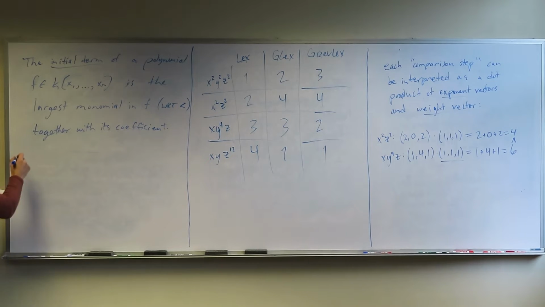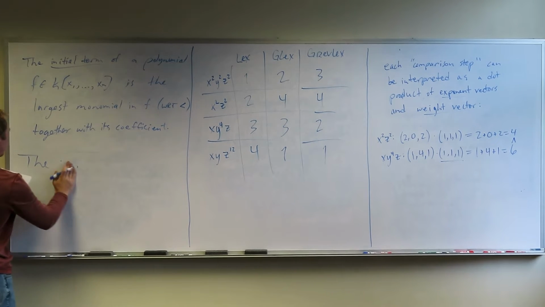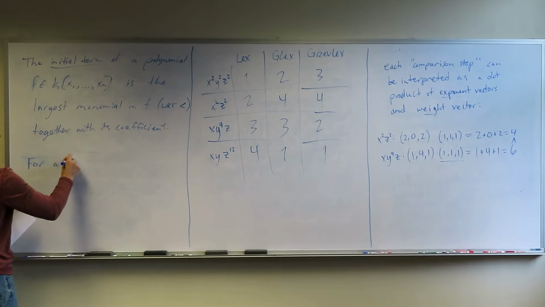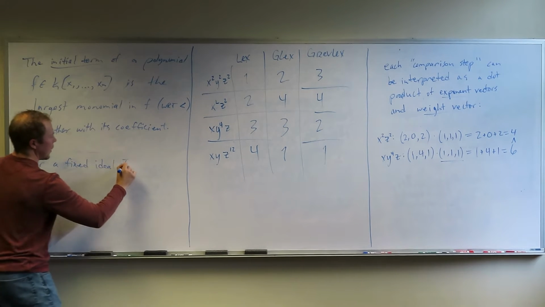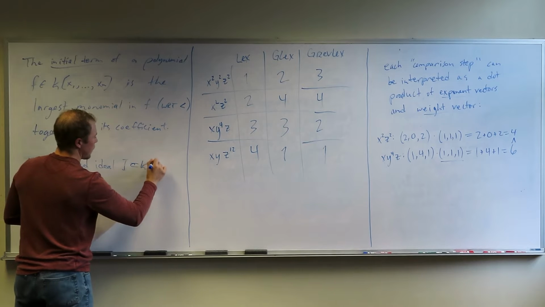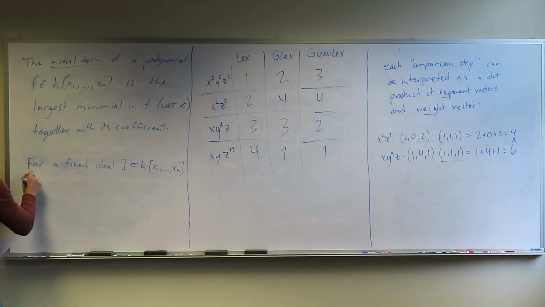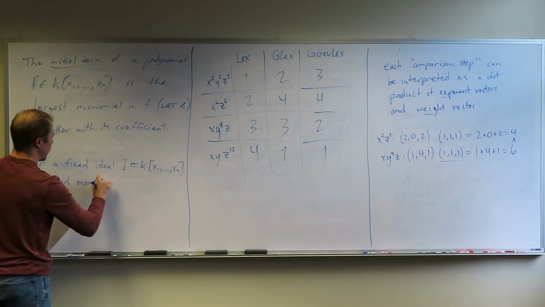And then, I'll just give you another definition right away. The initial, so let's say for a fixed ideal, I, and again we'll fix a monomial order.